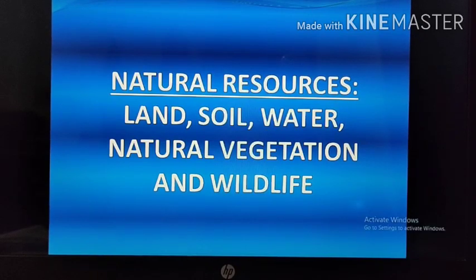Now, in certain books, these three parts have been merged and given as a single chapter, but in certain other books, it has been given in three separate chapters. Over here in this video, we are going to discuss it as a single video, and we will be discussing all the three parts one by one. So, let's start first with the land resource.